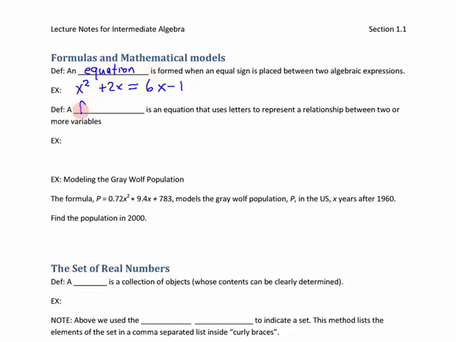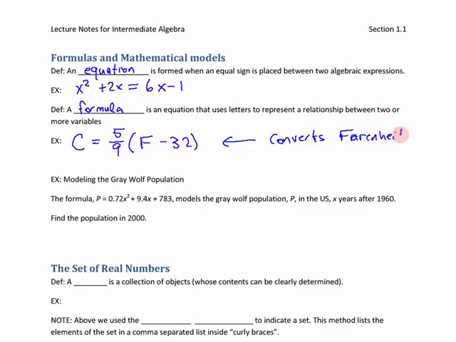Okay? Now, a formula is a special type of equation that uses letters to represent a relationship between two or more variables. And usually that's in the context of having some real-world application. So like C equals 5 over 9 times F minus 32. This is an example of a formula. This converts Fahrenheit degree measurements to Celsius. So we could use this type of formula to plug in a Fahrenheit value and figure out what the corresponding Celsius temperature is.